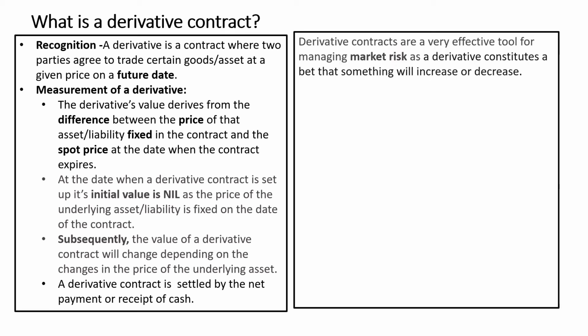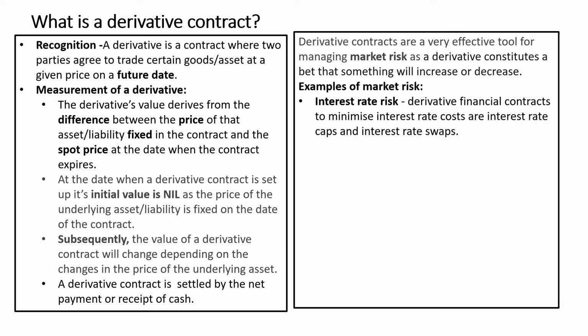Derivative contracts are a very effective tool for managing market risk, as a derivative constitutes a bet that something will increase or decrease. Examples of market risk: interest rate risk. Derivative financial contracts to minimize interest rate costs are interest rate caps and interest rate swaps. Swaps essentially means that you're exchanging variable interest payments with fixed interest payments.